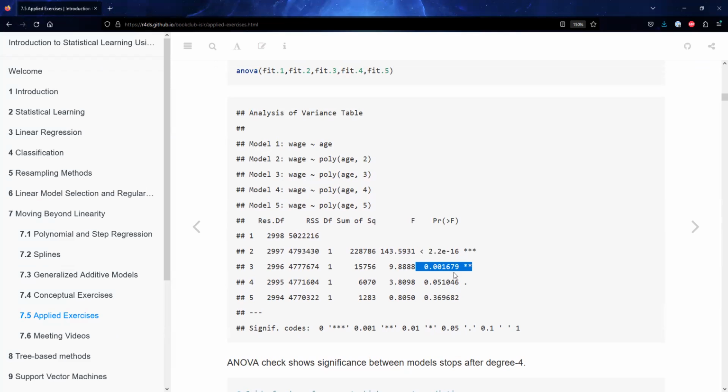Going from degree 1 to 2, 2 to 3, significance. Going from degree 3 to degree 4, maybe some lingering significance here. But going from degree 4 to degree 5, we do not see any more significance in this point of view. So the ANOVA check, as prescribed, stops showing significance after degree 4.